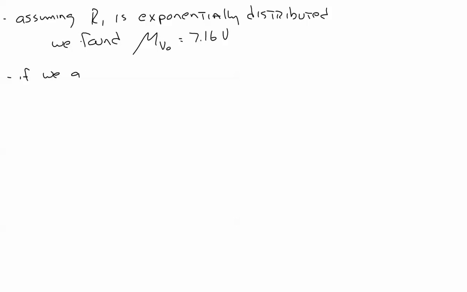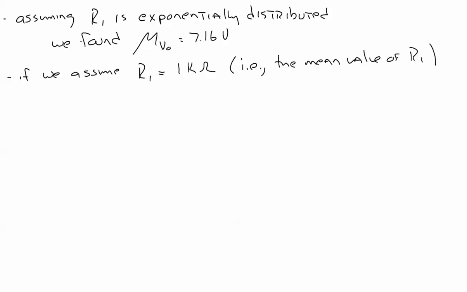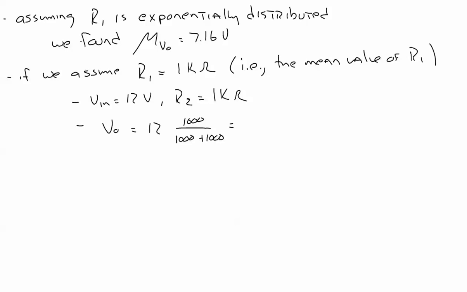If we assume that R1 equals 1 kilo ohm, that is the mean value, and also assuming that Vin is 12 volts and R2 equals 1 kilo ohm as well, then V naught is 12 times 1,000 divided by 1,000 plus 1,000, which is 6 volts.